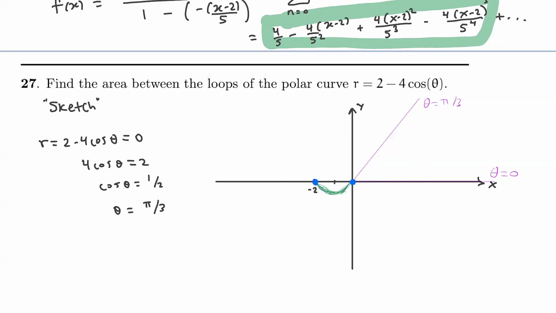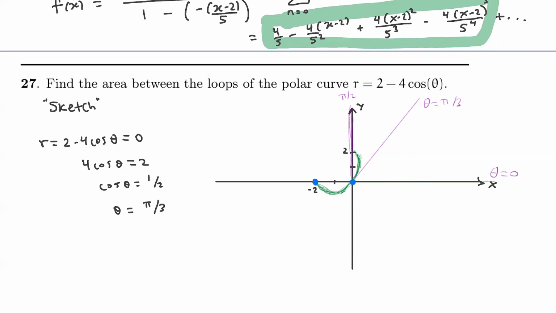Right? But anyway, so next, what is r when theta is equal to pi over 2? When theta is equal to pi over 2, so here we have pi over 2. Well, cosine of pi over 2 is 0, so we are going to get 2. So we go 2 units in that direction. So 1, 2, and we're going to get this little arc there. Now it's going to be here on this little piece, there we go. And then we continue on.